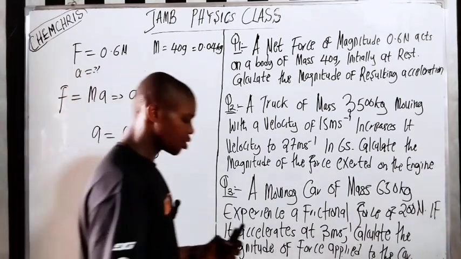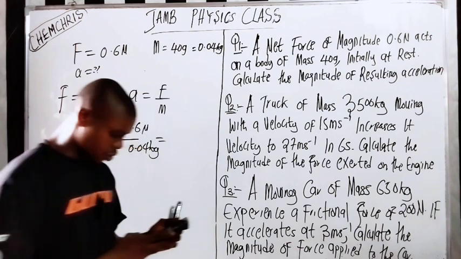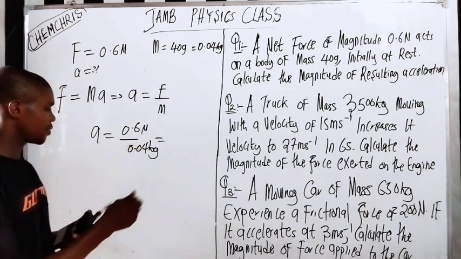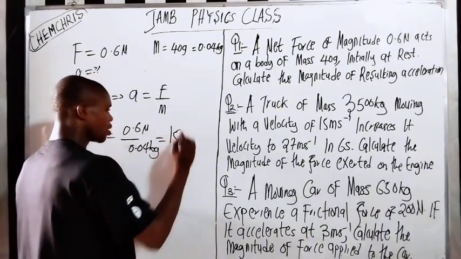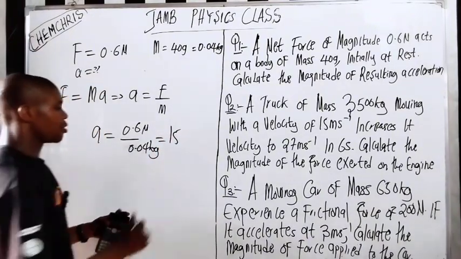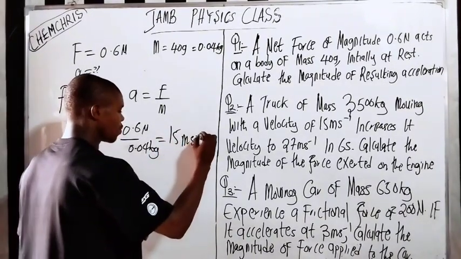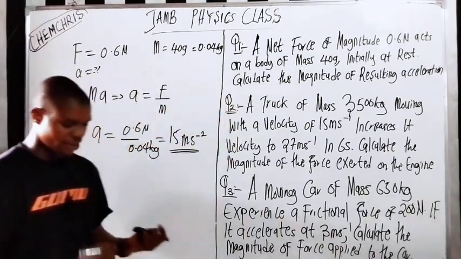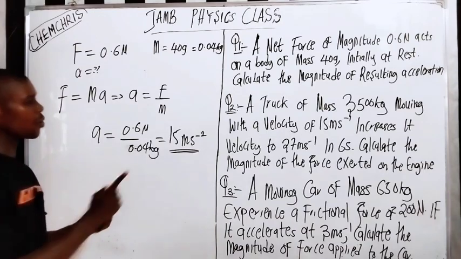So what will the answer be? 0.6 divided by 0.04. Here we have 15. Now, what is the unit of acceleration? Meter per second squared. Right there, that is the unit of acceleration. Easy, right? So that was the first one.